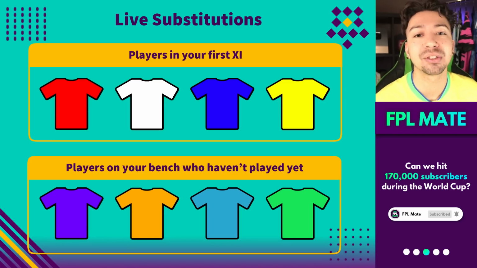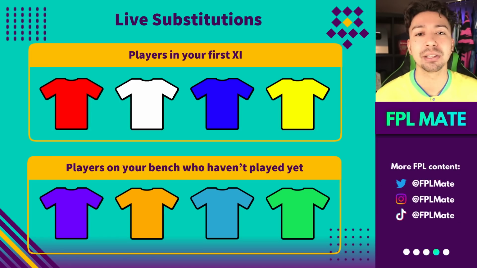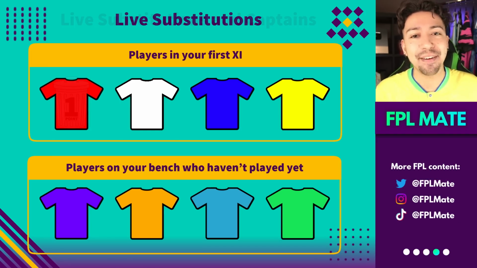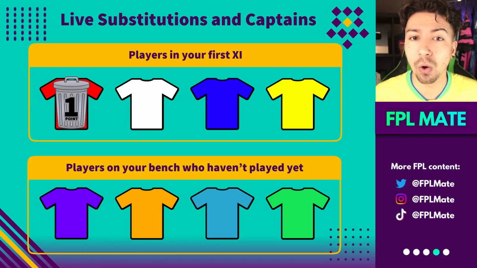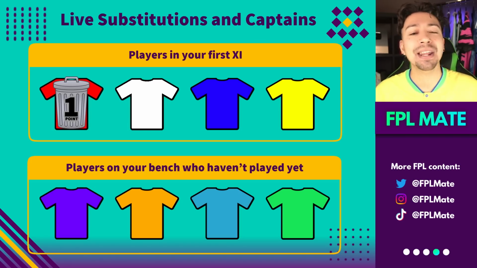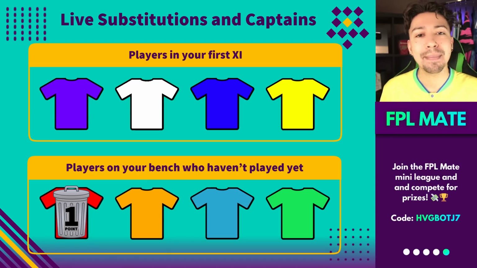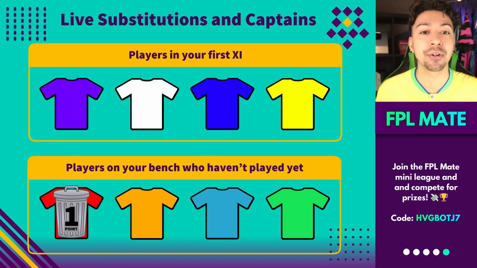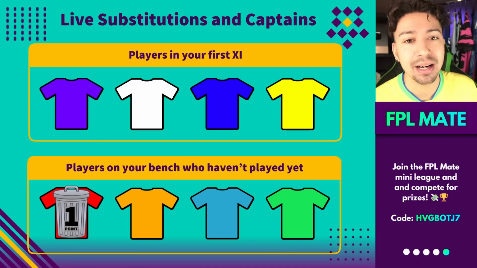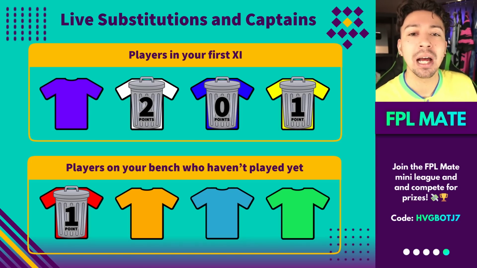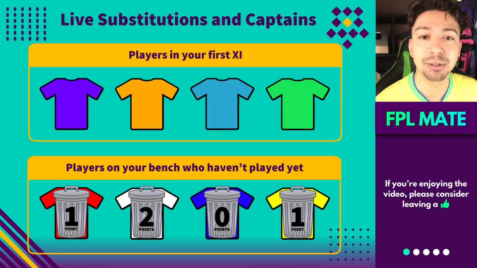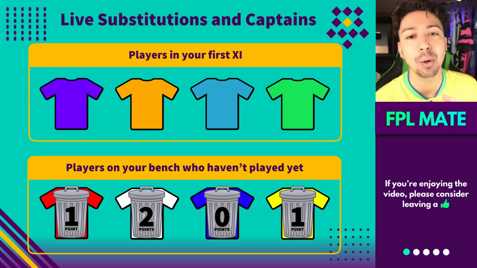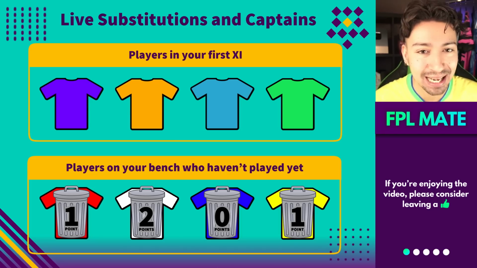So here's how live substitutions work. If you have a squad of 15 players, you can only play 11. However, if one of your players gets a bad score and you're not happy with it, or maybe that player doesn't play at all, you can swap him out with a player on your bench who hasn't played yet. So as long as the player on your bench hasn't played, you can swap them on. Now, since you have 4 substitutes, you can do this up to 4 times. You can make these substitutions at any point during the match day as long as the player you are substituting in has not played yet.